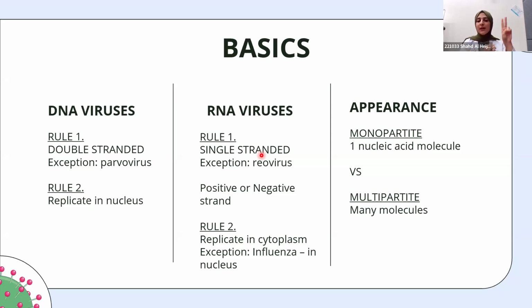Rule number two is that they replicate in the cytoplasm. So DNA viruses in the nucleus, RNA viruses in the cytoplasm. An exception to the RNA in the cytoplasm rule is influenza. Influenza is a single-stranded RNA virus that replicates in the nucleus. Okay? Remember that. Now for the appearance, it could either be monopartite, in which all the genome is in one nucleic acid molecule, or multipartite, in which the genome is in many nucleic acid molecules. Okay?